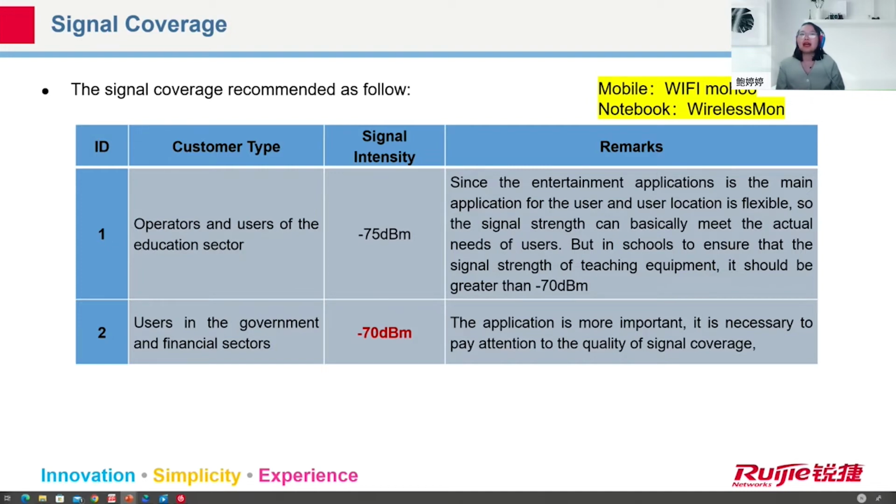And for another customer type, in the government or financial sectors, we suggest the signal sensitivity be -70 dBm. And the application is more important. It is necessary to pay attention to the quality of signal coverage. So these are different scenarios, and we suggest different values.